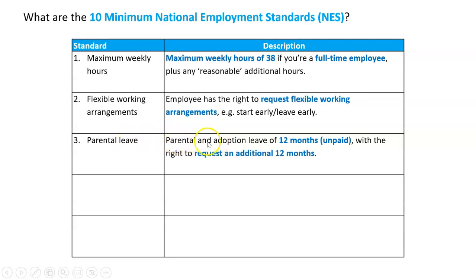Parental leave. Parental and adoption leave are 12 months unpaid, with the right to request an additional 12 months. So what that means is you can take up to 24 months off, but your employer has to hold your job and you can get it back if you choose.